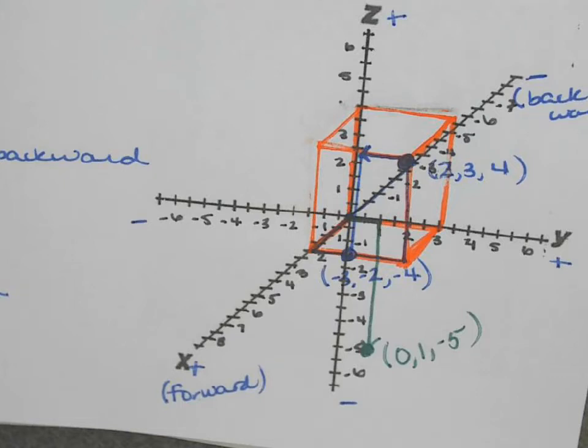Yes, go ahead. So, for the A example, is it -2, 3, and 4? It was +2, 3, 4. It was 2 forward.